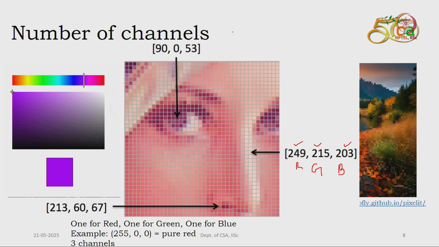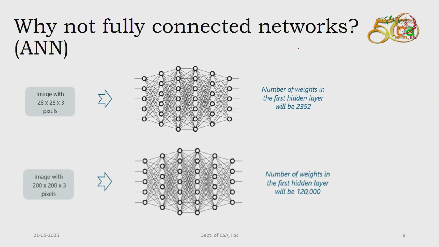A quick summary of what we have seen: when we are dealing with the grayscale image, the number of channels that we require is only 1. When we are dealing with the binary image, the number of channels that we require is 1. When we are dealing with color images, the number of channels that we require is 3. This is an important point from the implementation perspective.